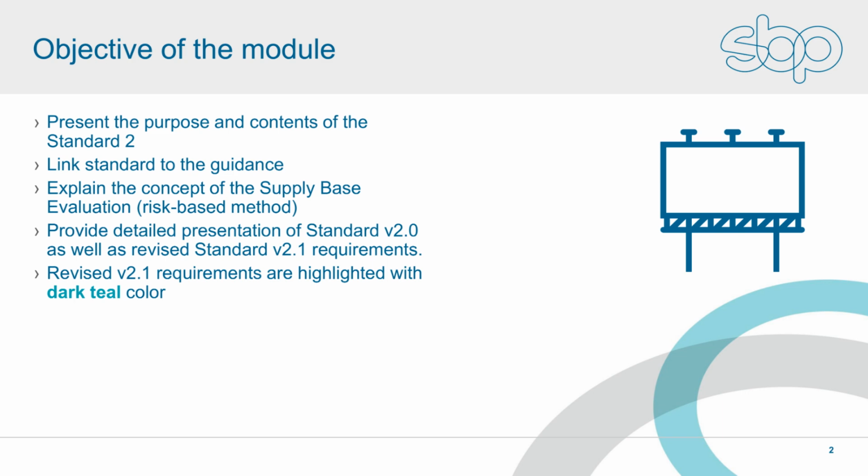Here is what we will cover in this module. First, I will present the purpose and contents of Standard 2, what it is for, and how it fits into the wider SBP framework. Next, we will link the standard to its companion guidance document. You will want to keep the guidance close at hand when applying these requirements in practice. Then we will spend time on the concept of the supply-based evaluation, the risk-based method that sits at the heart of Standard 2. Finally, we will go through the requirements in detail, covering version 2.0 as well as the revisions introduced in version 2.1. Revised v2.1 requirements are highlighted with dark teal color. Let's begin.